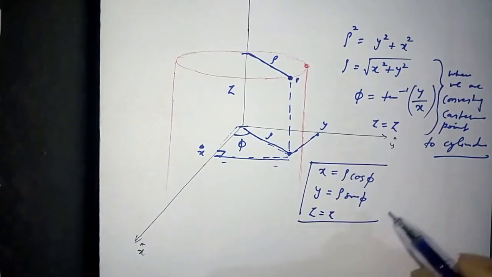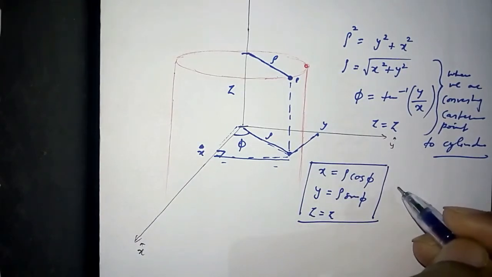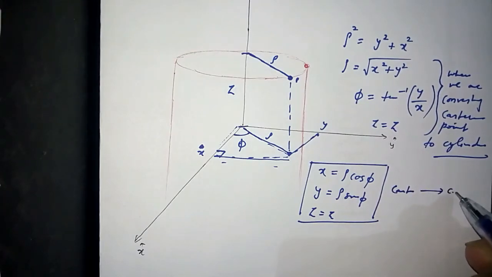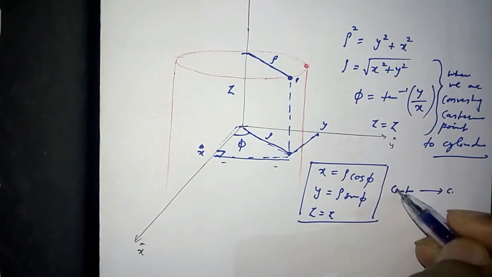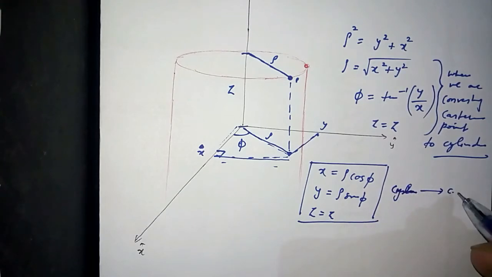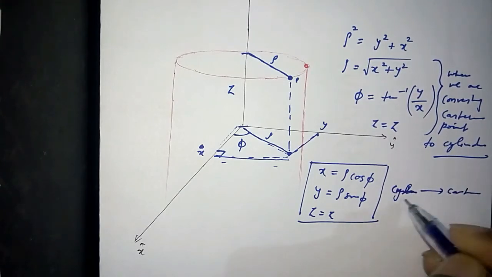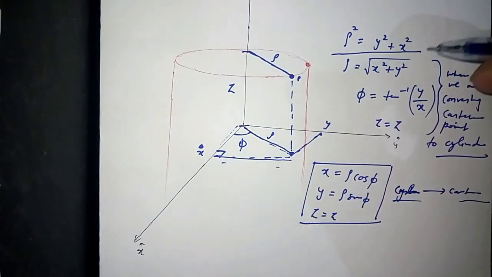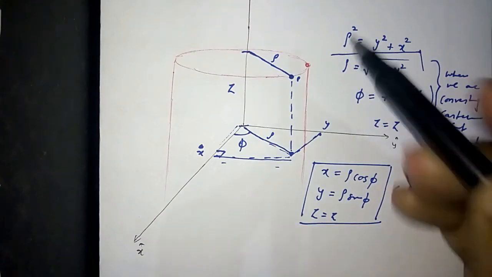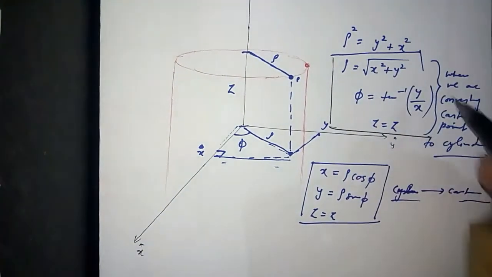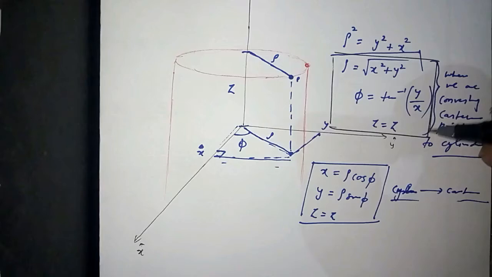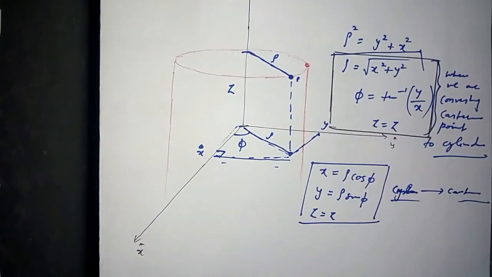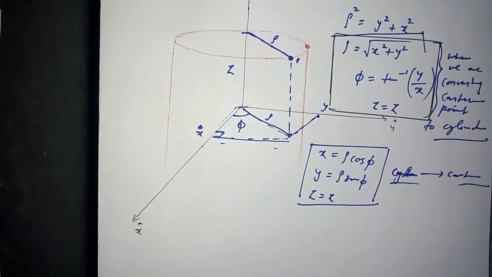So this is from Cartesian to, sorry, this is cylindrical to Cartesian, okay. And these three were for, okay, so these three were for Cartesian to cylinder, and these three are for cylinder to Cartesian.